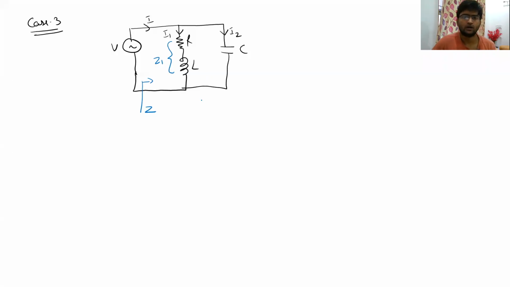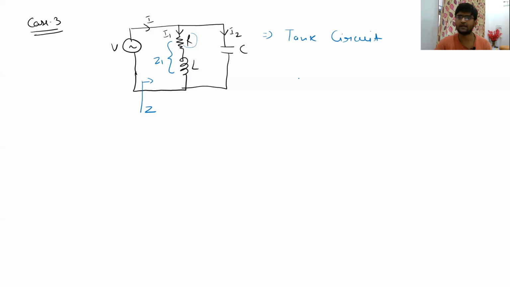Now let's move to the third case of series parallel resonance. As you can see, we have two parallel branches. One branch is having an inductor in series with resistance, and other one is having a pure capacitor. So this circuit is also called tank circuit, or rather practical tank circuit. In the pure tank circuit, you are not going to have this R value.